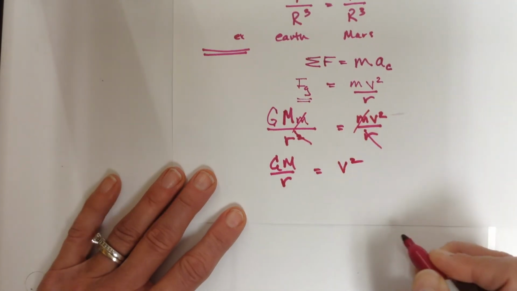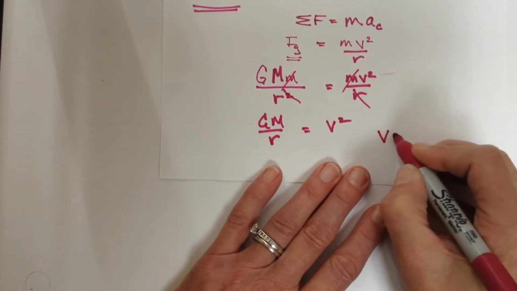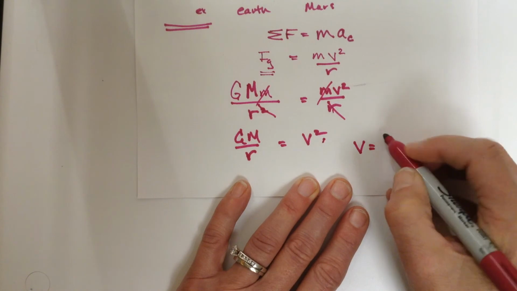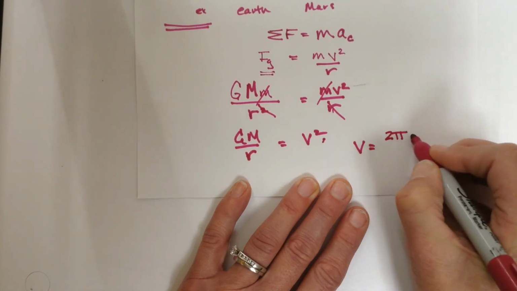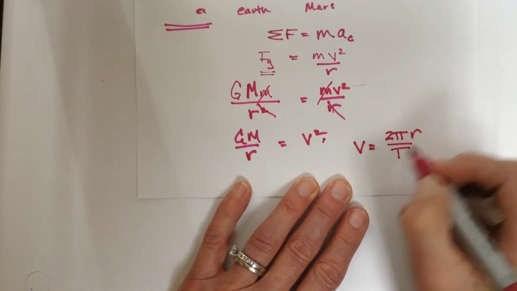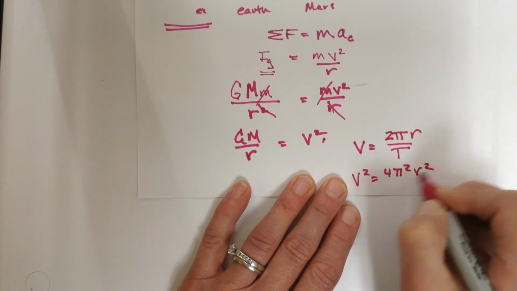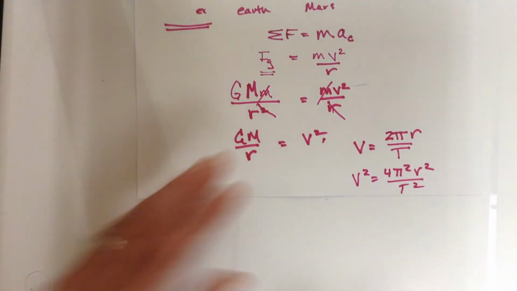Okay. We know that our velocity, again, we want to get things in terms of the period and the radius, so I've got to get rid of this velocity term. I know that v for anything moving in a circle is going to be 2 pi r over T. So v squared is going to equal 4 pi squared r squared over T squared.